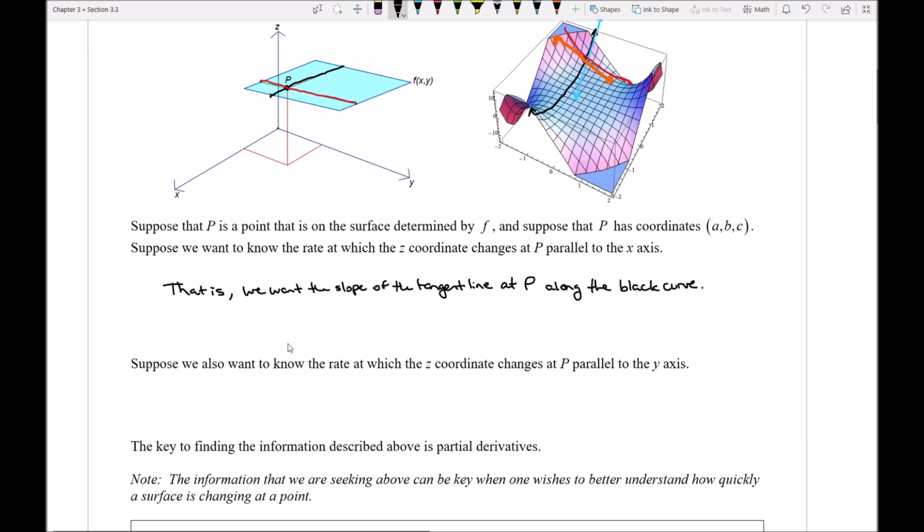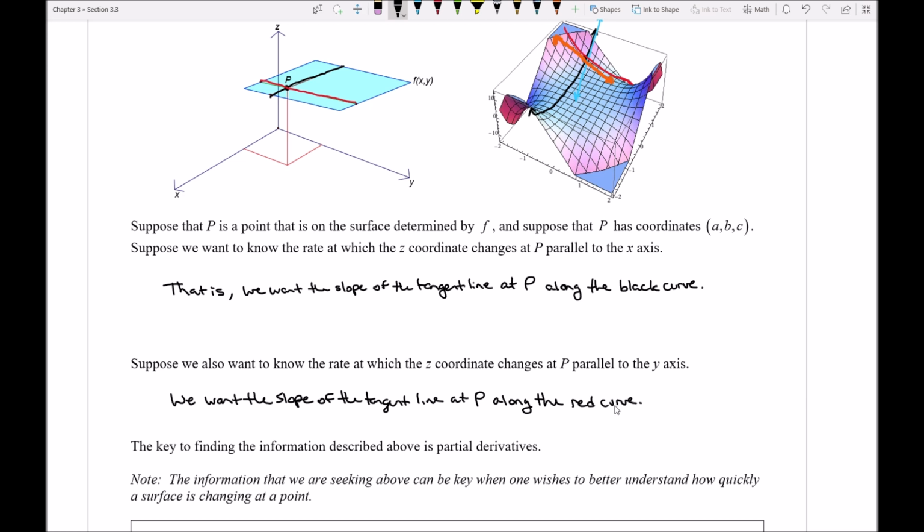But either way, if I was moving parallel to the y-axis, what this means is we want the slope of the tangent line at P along the red curve that we sketched. Okay, so this idea is what's really crucial to understanding the concept of partial derivatives.